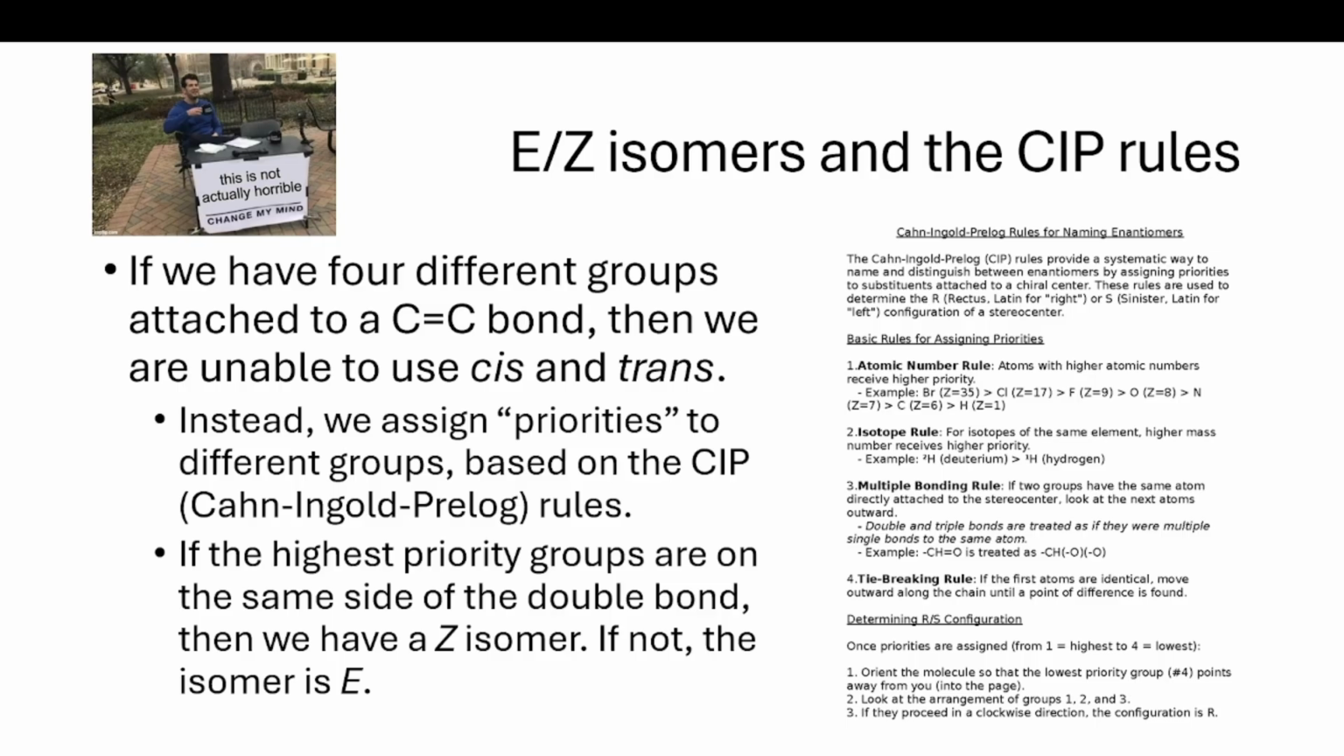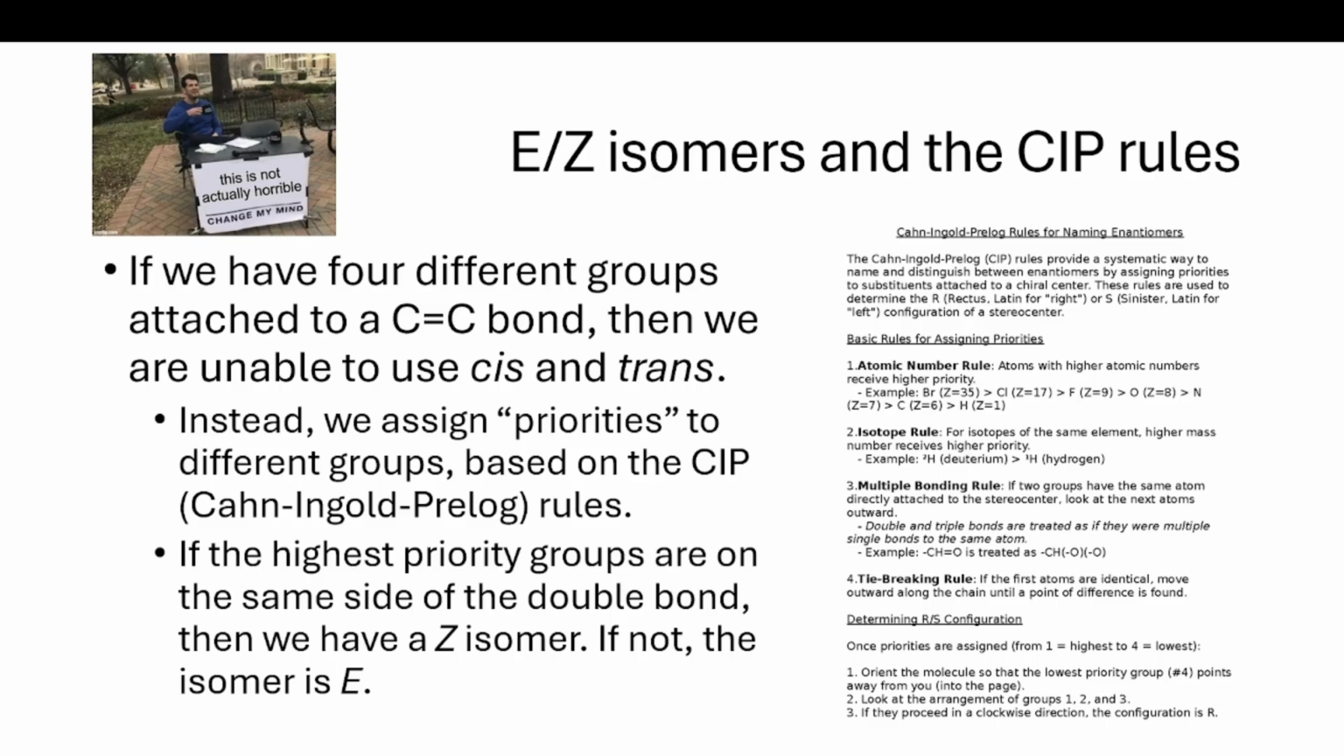The methyl group will have carbon, and carbon has a higher atomic number. Therefore, we give it a higher priority. Now, the second rule is the isotope rule. If we have isotopes of the same element, then the greater the mass, the higher priority it gets. So say, for example, we have deuterium and protium.